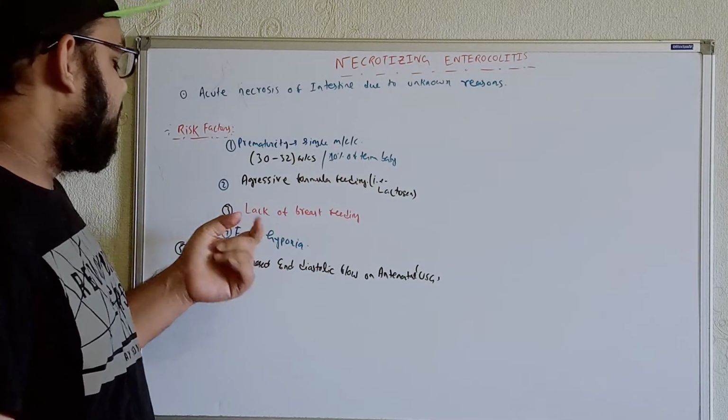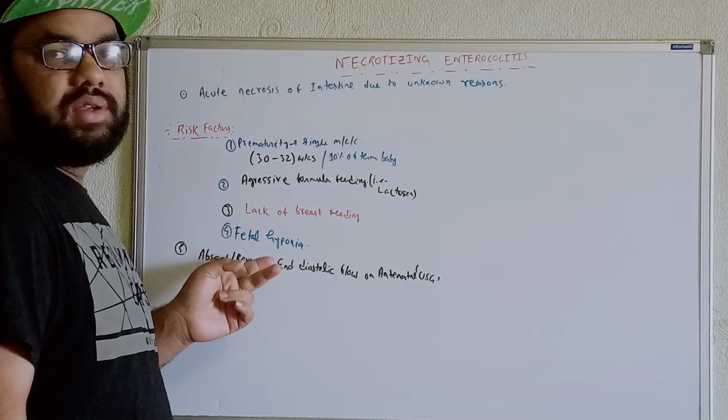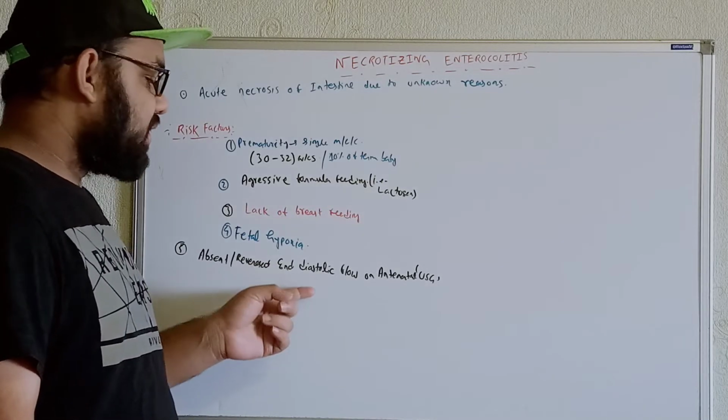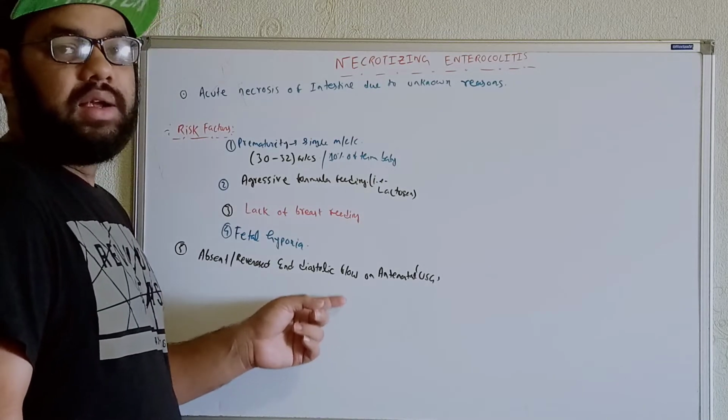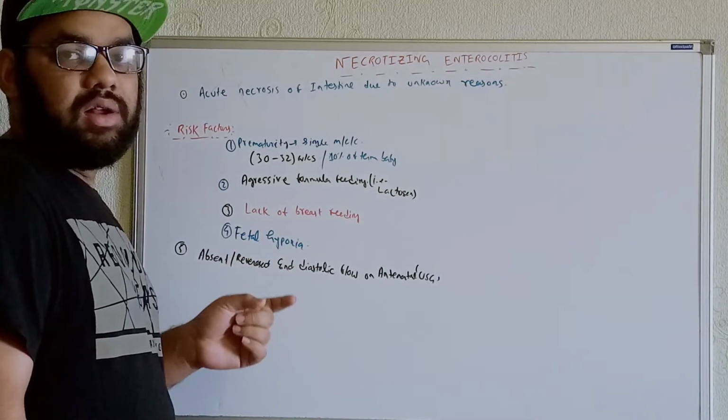The third reason I said is the lack of breastfeeding. The fourth reason here. And the fifth reason I said is the absent or reversed end-diastolic flow on antenatal USG. If we get this type of finding, the baby can develop necrotizing enterocolitis.